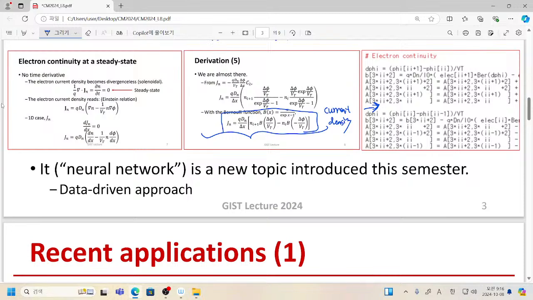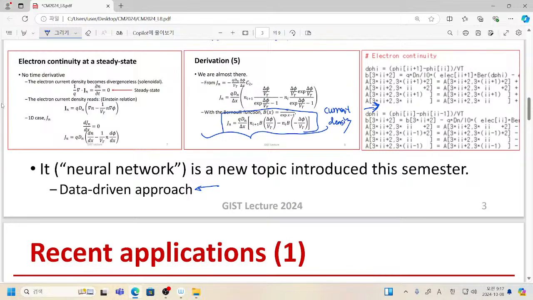However, today's lecture content, neural network, is a new topic introduced only from this semester, because nowadays I feel that there are more and more interest in this data-driven approach. So although we are just entering into this stage, I guess that after a few years, understanding the neural network will be just mandatory knowledge for our study in TCAD development.